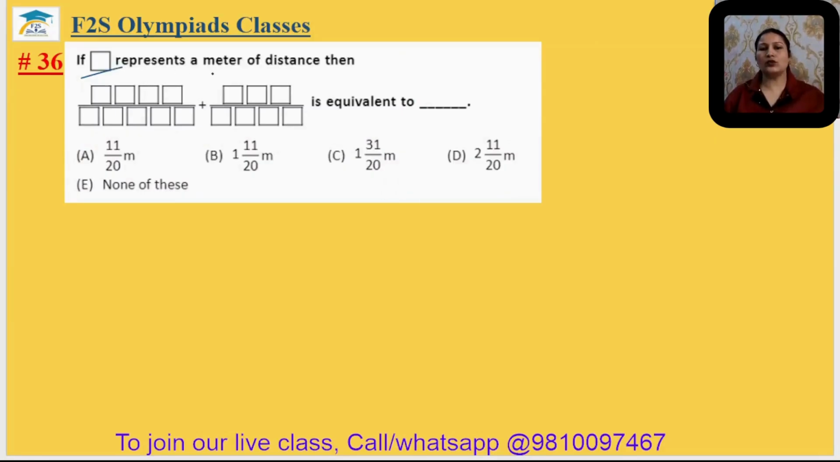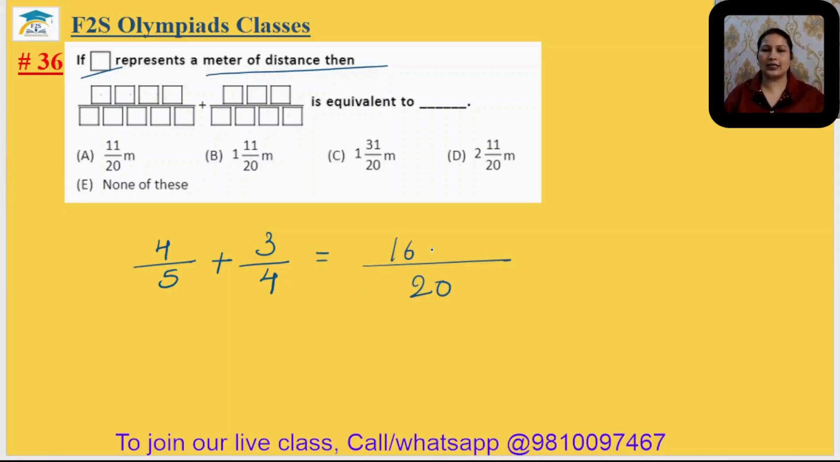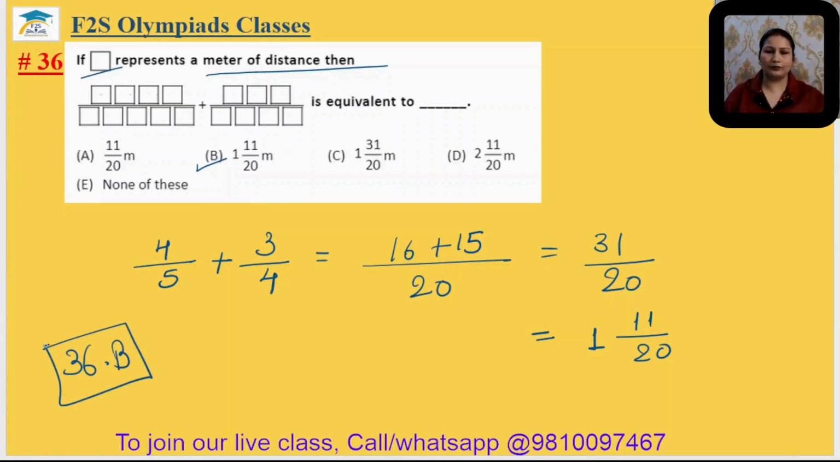36. 1 square represents a meter of distance. Then, 1, 2, 3, 4, so 4 upon 5 plus 3 upon 4. If we add both of them, then 16 plus 15, that is 31 by 20. If we convert it to a mixed fraction, it will be 1 whole and 11 by 20. That is in option B. The 36th answer is option B.